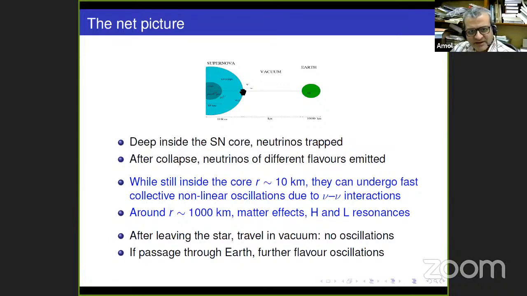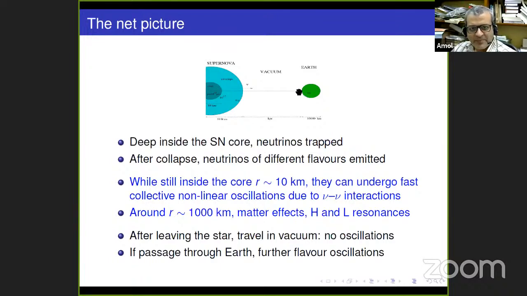After passing through this matter, neutrinos exit the star. When they exit the star, they exit as mass eigenstates or energy eigenstates, and the standard rule of quantum mechanics is that energy eigenstates never convert to each other. So therefore, there are no neutrino oscillations all the way from the star to the Earth. So this part is completely oscillation free.